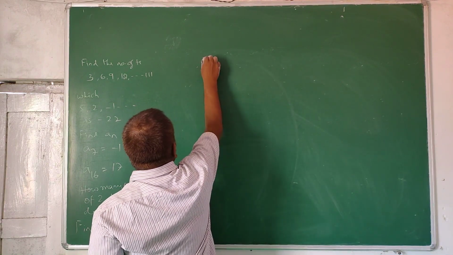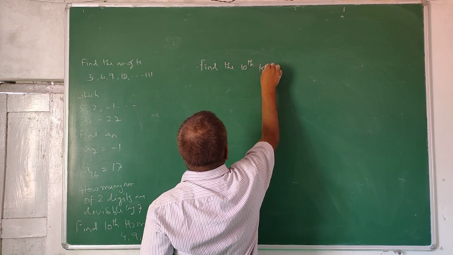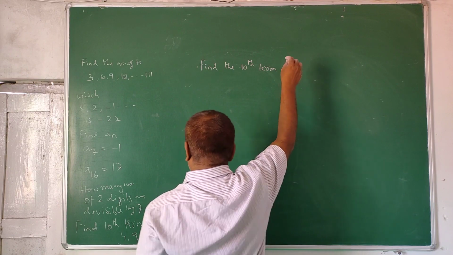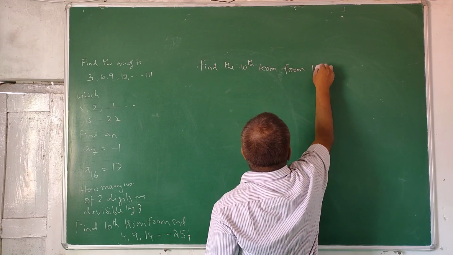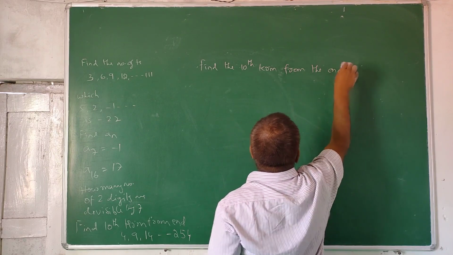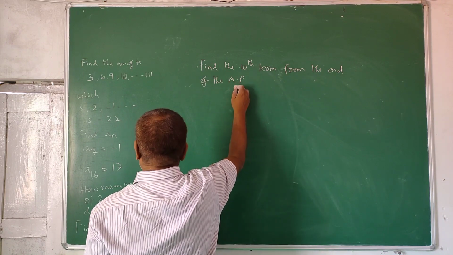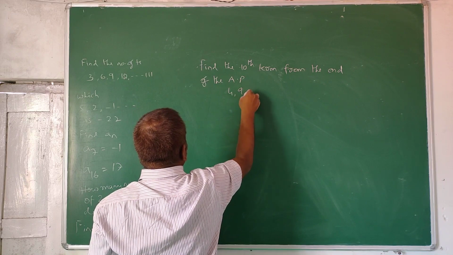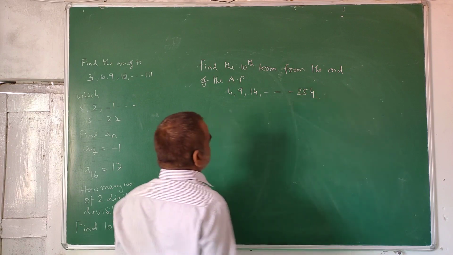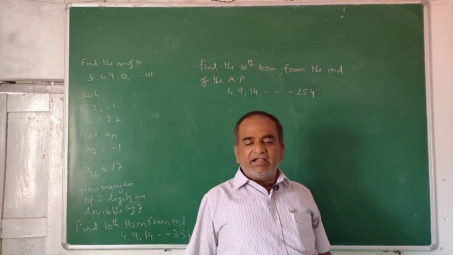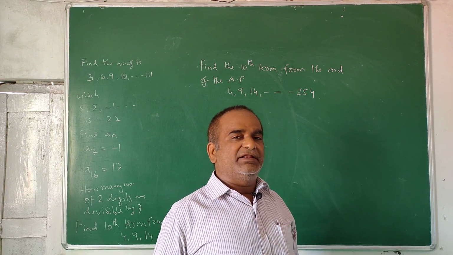Our next question is find the 10th term from the end of the AP 4, 9, 14 and so on to 254. We have to find the 10th term from the end, not from the beginning. From the end you have to find the 10th term.